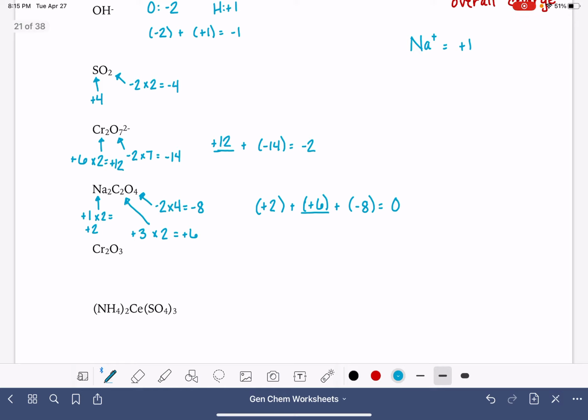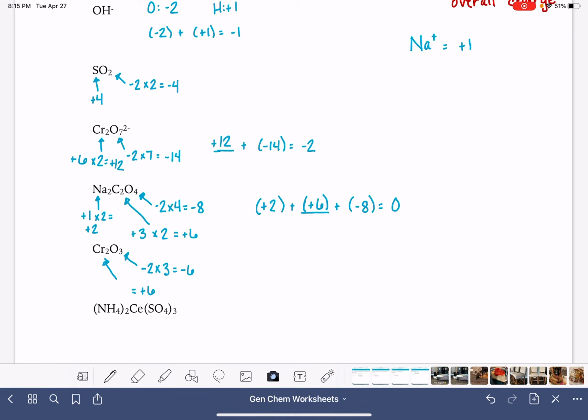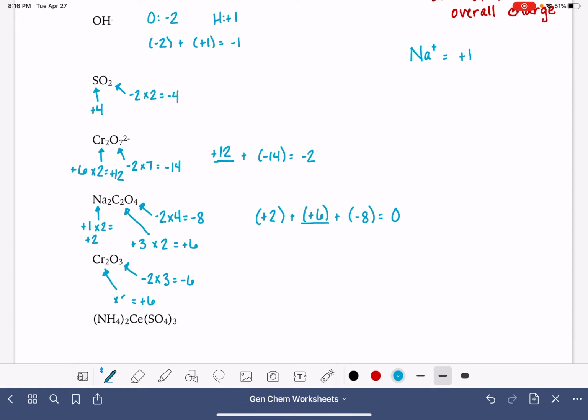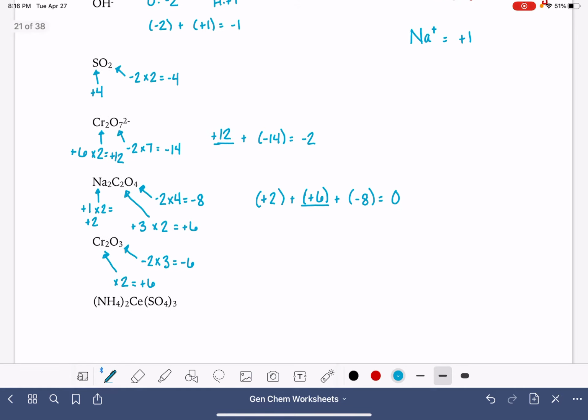This next one is actually easier than the last one we did. We've got 3 oxygen atoms. Did that in a different order. Oxygen is always a -2, and we have 3 oxygen atoms, which is an overall -6. Our chromiums, we know all together have to add up to +6, because +6 and -6 will add up to 0. We have 2 chromium atoms in this molecule.